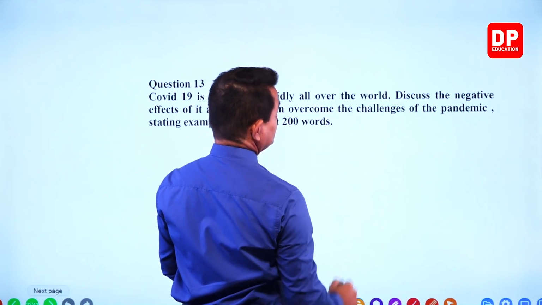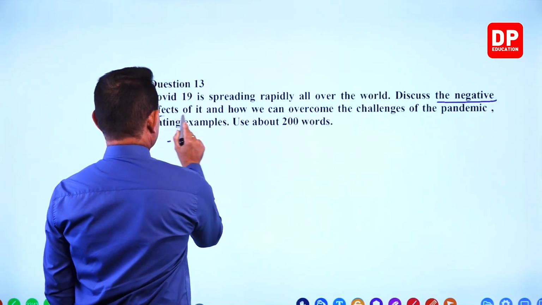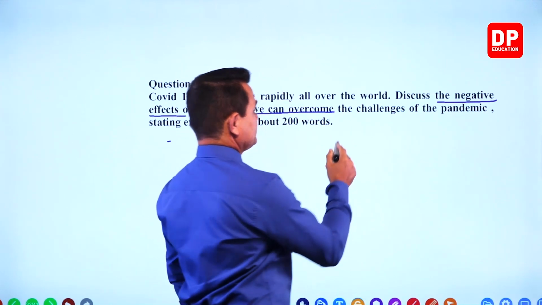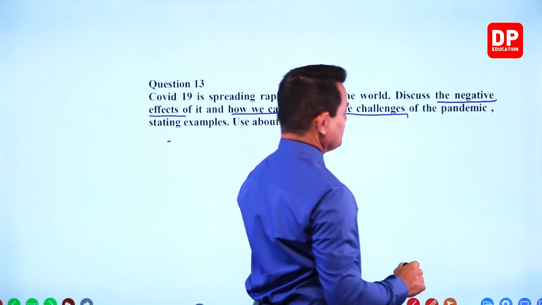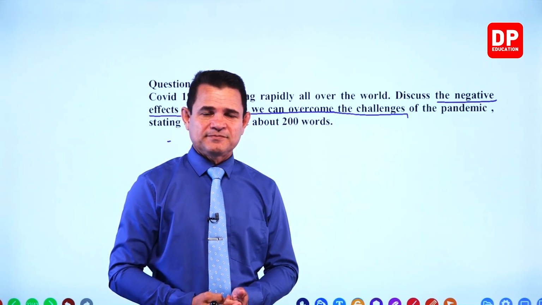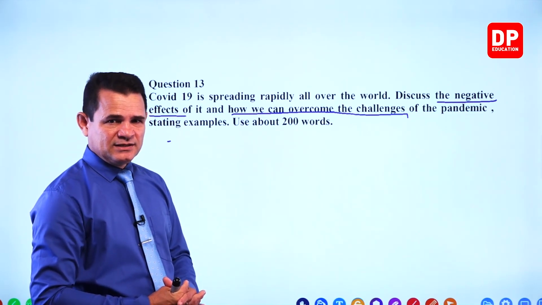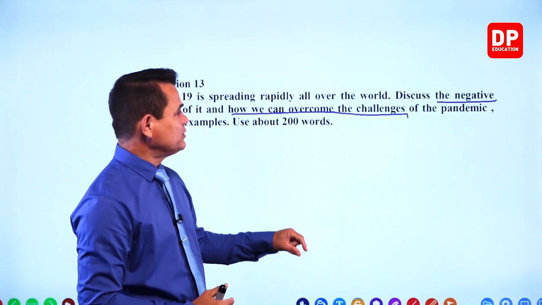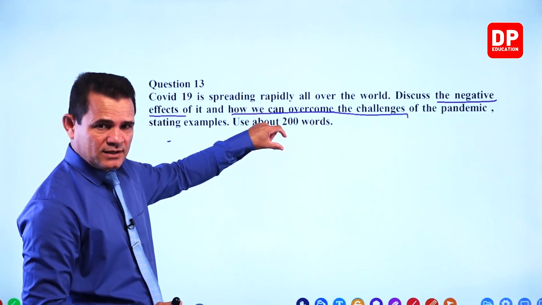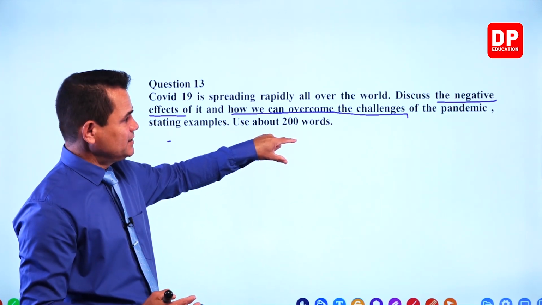Spreading rapidly all over the world. Discuss the negative effects. Here the negative effects should be discussed, and how we can overcome. How we can escape from these challenges and overcome them should be discussed. And make sure that you divide the paragraphs. First you introduce this one. COVID pandemic, this one is spreading all over the world and reporting many deaths and no proper vaccine.